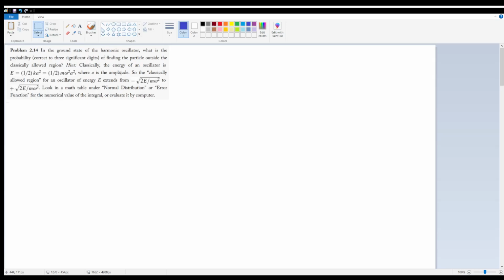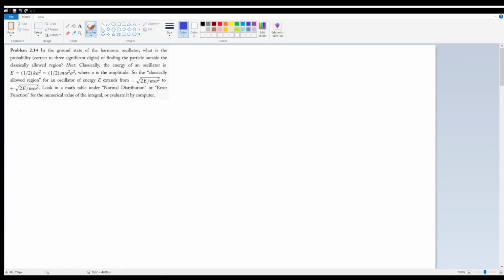Our hint is that the classical energy for an oscillator is 1/2 kx squared, or in this case 1/2 k a squared, and that is equal to its counterpart using omega, so 1/2 m omega squared a squared. If you solve for a, then the classically allowed region goes from negative square root 2E over m omega squared to positive square root 2E over m omega squared.